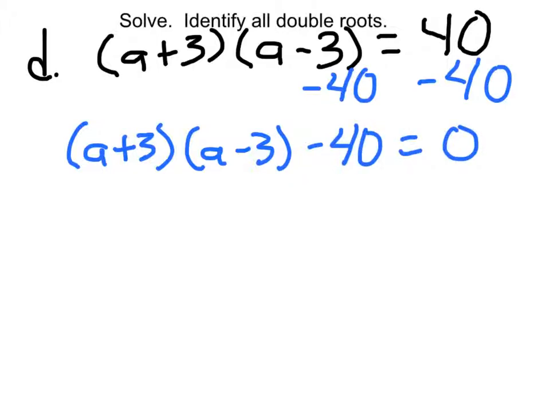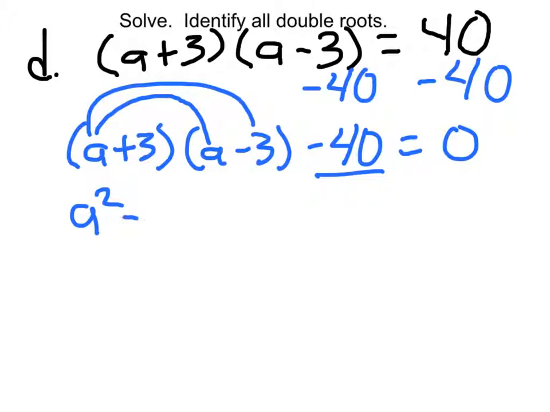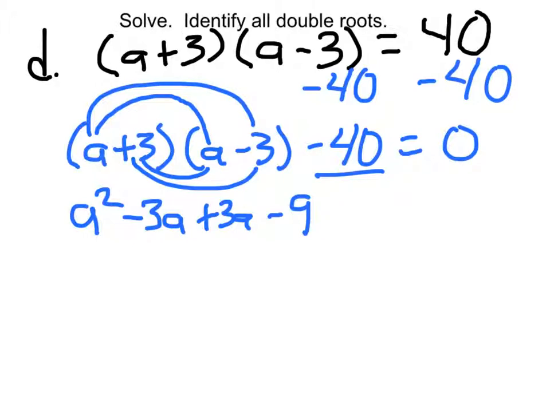Now, since this 40 is not inside the parentheses, I'm going to have to FOIL this right here. So I'm going to FOIL it. I'm going to do a times a is a squared. A times negative 3 is negative 3a. 3 times a is 3a. And then 3 times negative 3 is negative 9. Minus 40 equals 0.